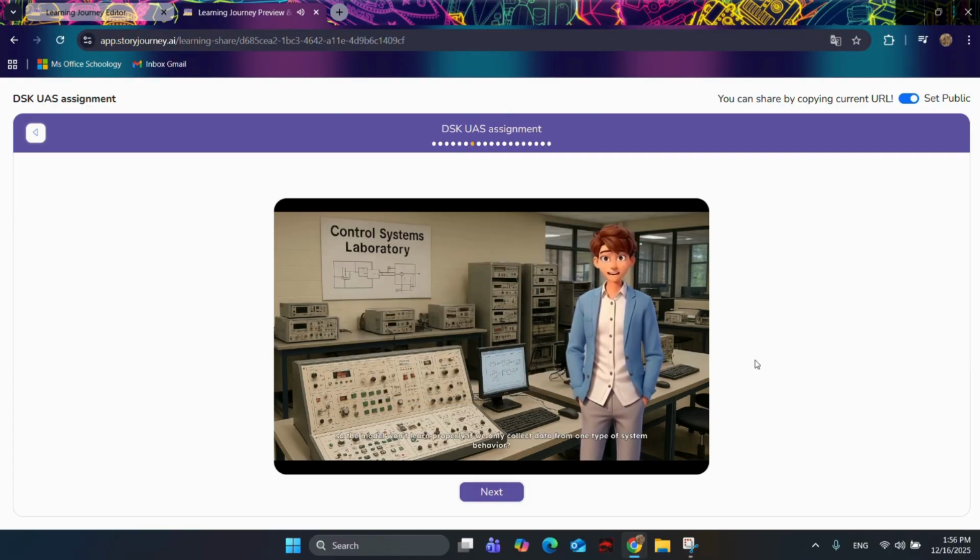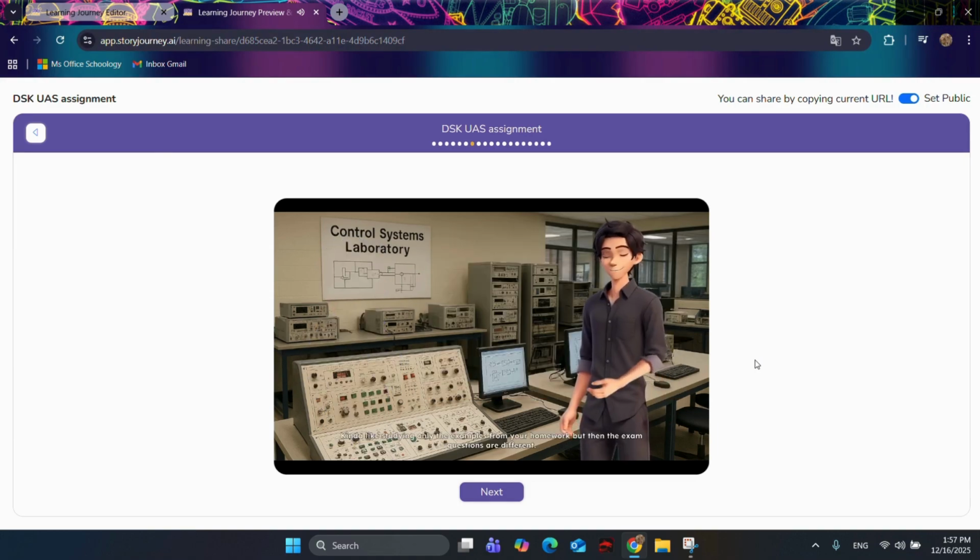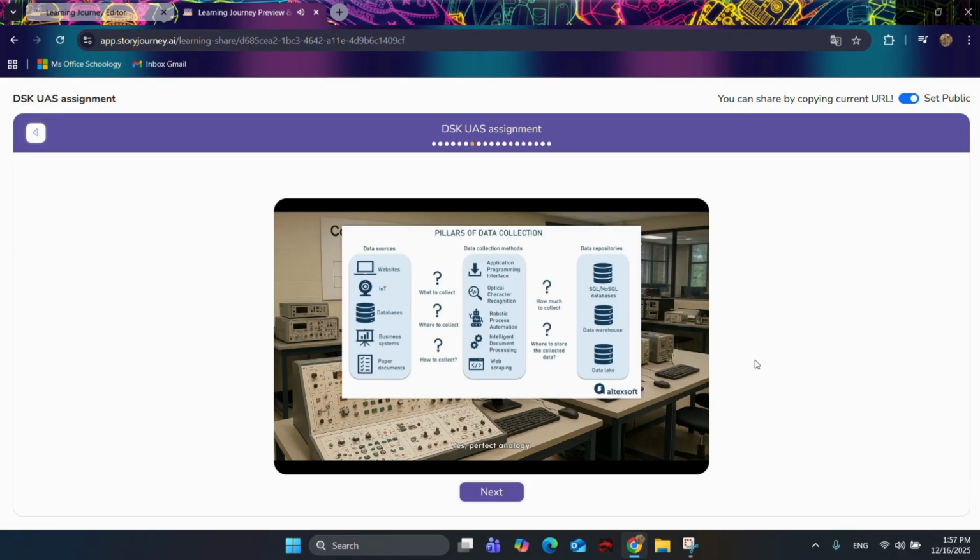Right? So the model won't learn properly if we only collect data from one type of system behavior? Exactly. If the data is too limited, the model only learns a narrow slice of the system's behavior. It'll look good during training but fail in real scenarios. Kinda like studying only the examples from your homework, but then the exam questions are different. Yes, perfect analogy. In control systems, variation is crucial because different inputs reveal different dynamics.